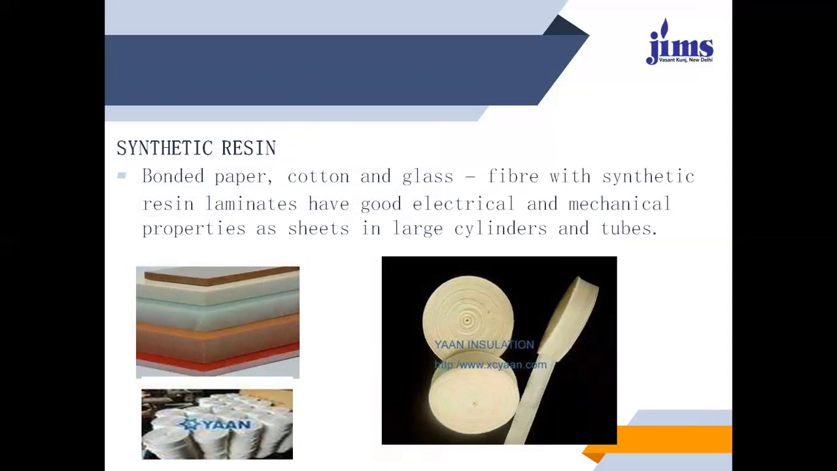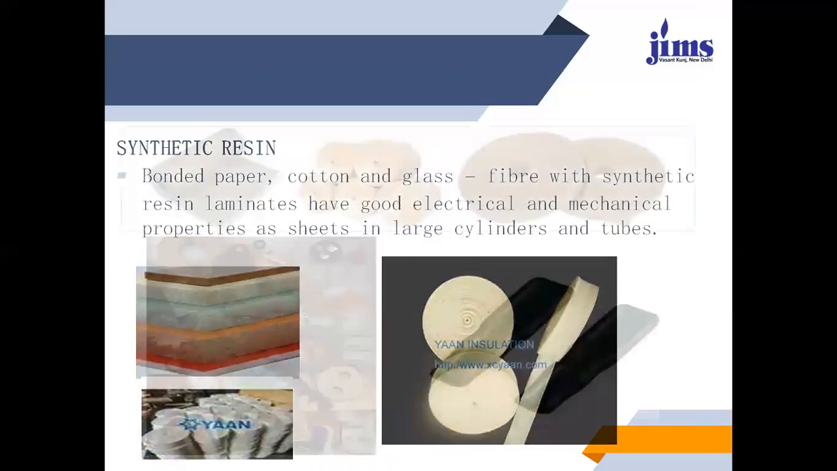Then next is synthetic resin. Synthetic resin is basically bonded paper, cotton and glass fiber with synthetic resin laminates, which have good electrical and mechanical properties, and are available as sheets, large cylinders and tubes. So we have different colors, different shapes, and different sizes. This is another sample of synthetic resins, which give protection over the insulation of the core and the winding of transformers or machines.